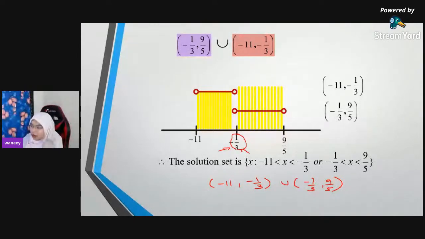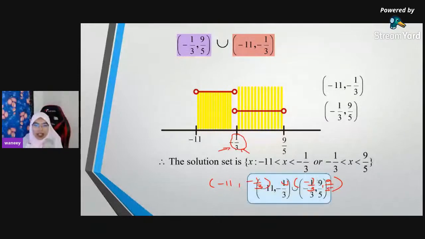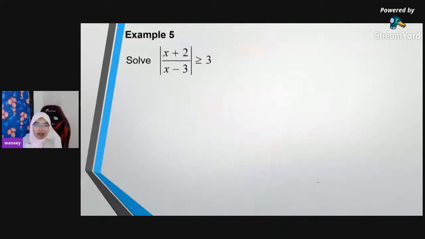Okay, so how many of you get that correct? Berapa orang jawab betul? Kat tangan. Okay, next. Okay, so we got to solve the modulus of x plus 2 over x minus 3 greater than or equal to 3.